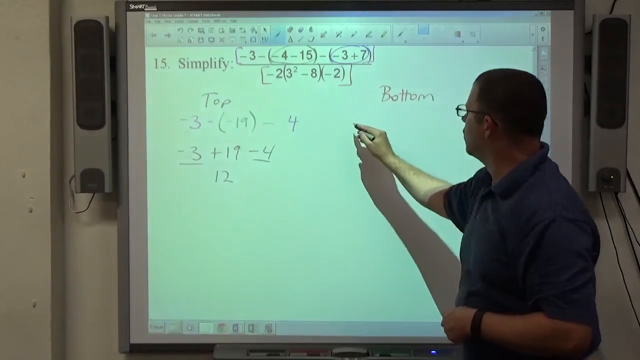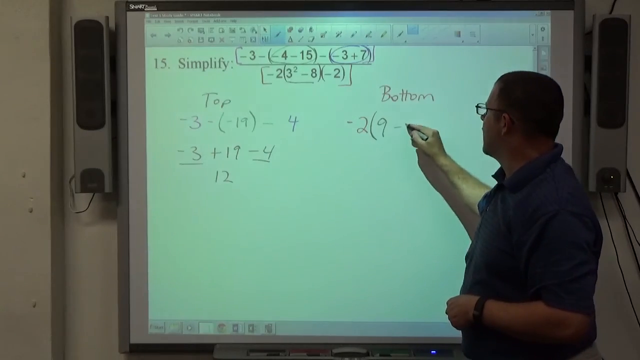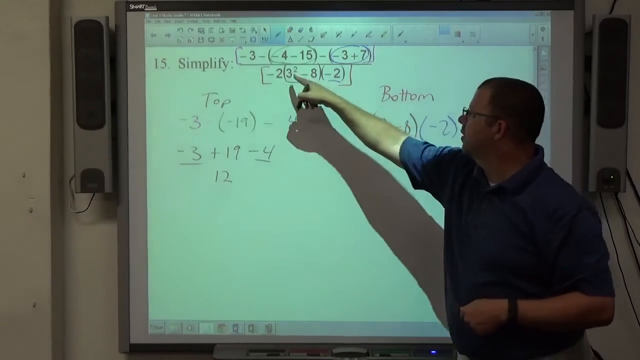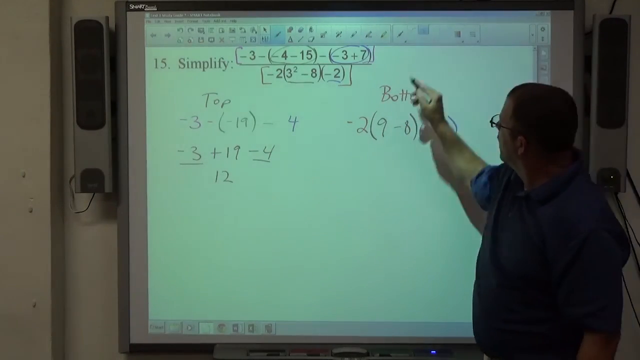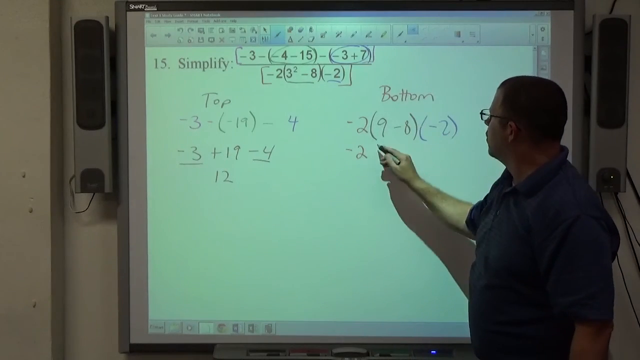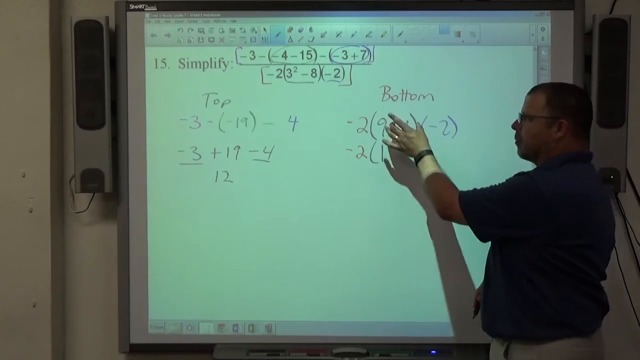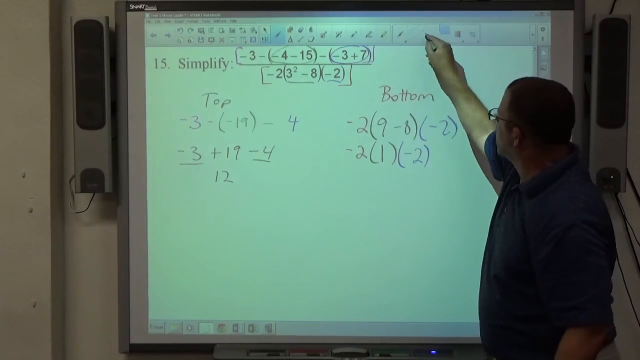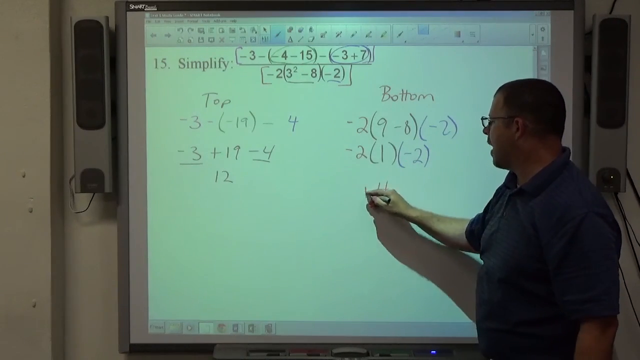If we look at the bottom, I've got -2 times 3 squared minus 8. That's 9 minus 8 times -2. Notice I just evaluated the 3 squared first. It's a power inside the brackets. That happens first. -2 is still -2. 9 minus 8 equals 1 times -2. Now that I got the bracket worked out to a single number, number times number times number. We multiply the 3 numbers. 2 times 1 times 2 makes 4. 2 negatives makes a positive.